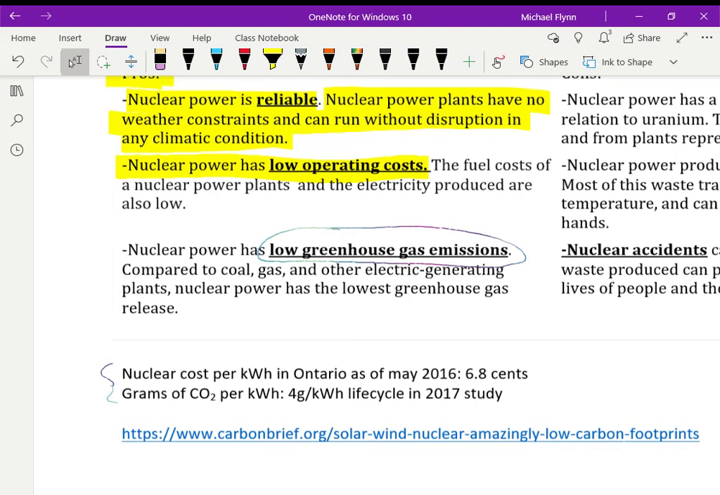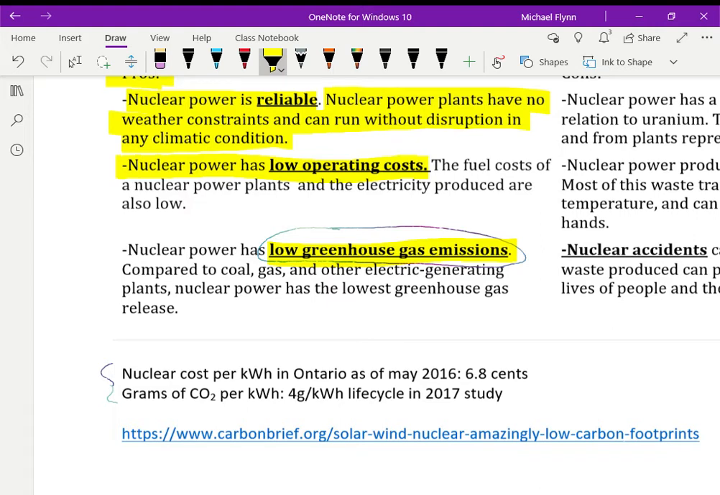Nuclear power has very low greenhouse gas emissions. Like, you're not releasing a lot of carbon. Coal, gas, and other electric power plants do produce a lot of carbon. Nuclear power has the lowest greenhouse gas release.